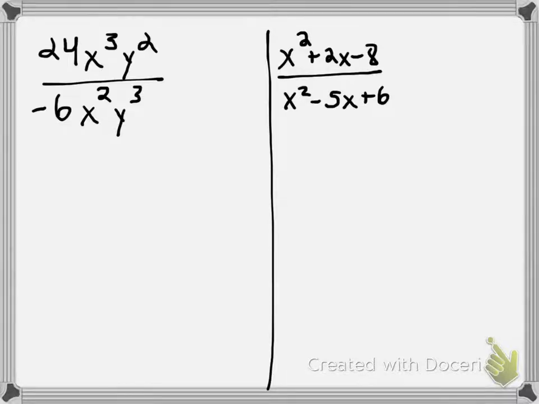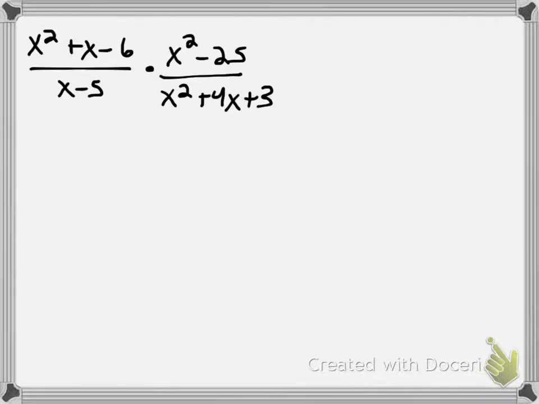This video is going to be a very quick video on simplifying rational expressions, including multiplication and division. So step one is always factor. Actually, let me outline the steps. Step one is to always factor.